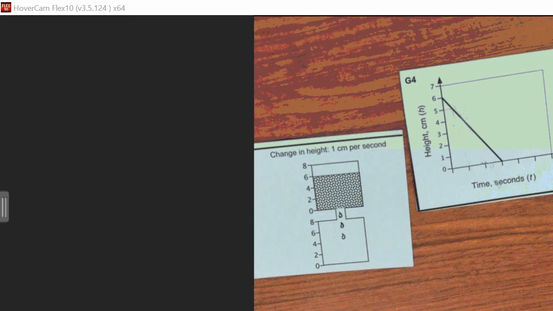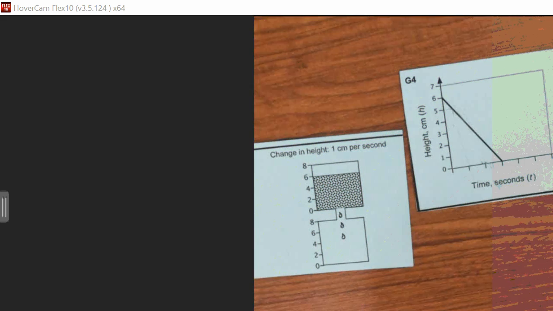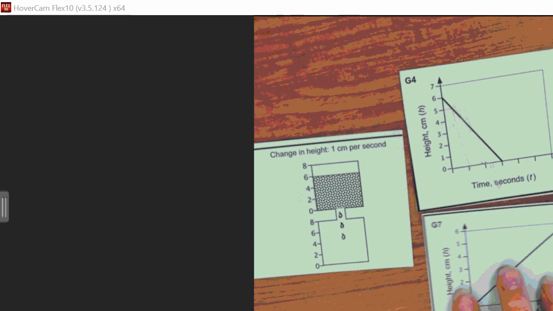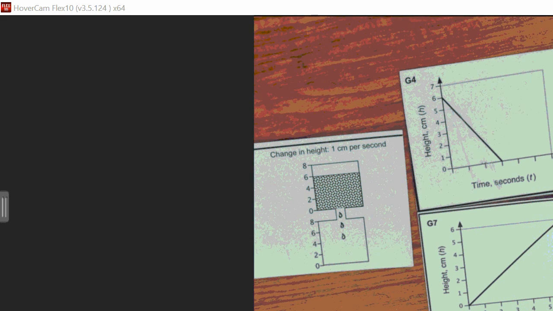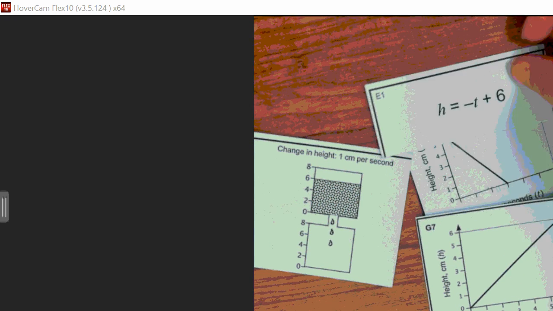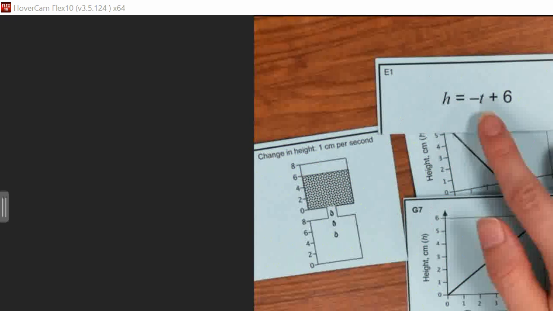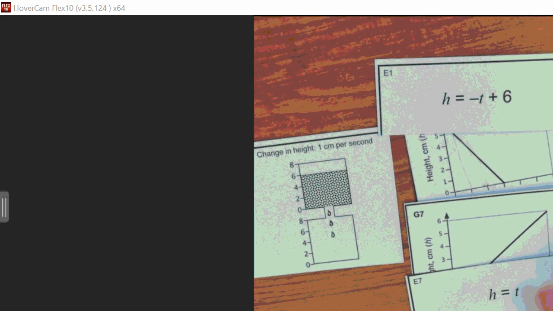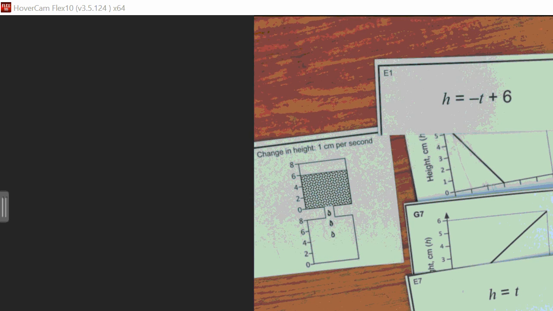Does that make sense? Then I need a graph to represent the bottom. The bottom is starting from what? 0. How long will it take for it to have 6 centimeters of water? 6 seconds. So I'm going to find my matching graph. In 6 seconds, it's full. And then I'm going to match equations that go with both of them. This one goes with the top graph because it's decreasing by 1 per second and starting at 6. This one goes with the bottom graph because it's increasing by 1 per second and starting at 0.